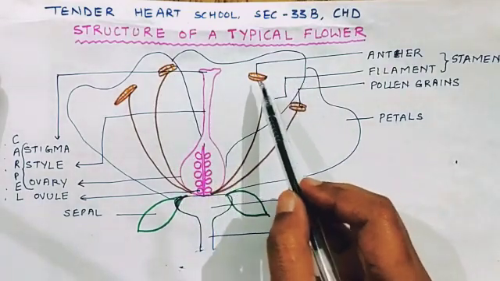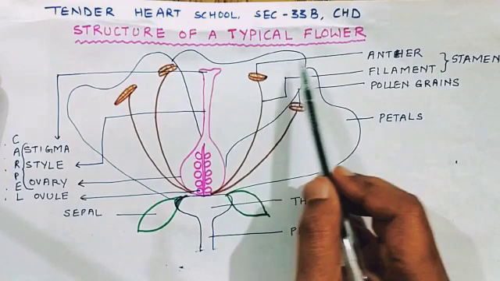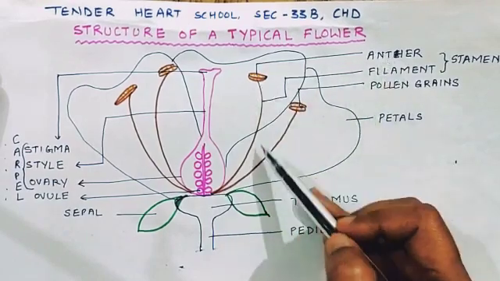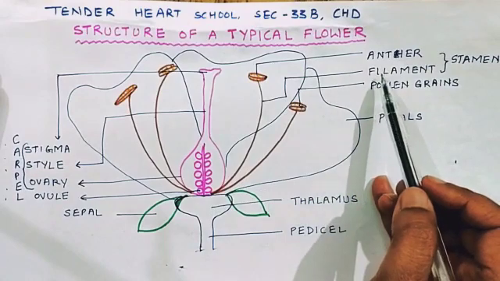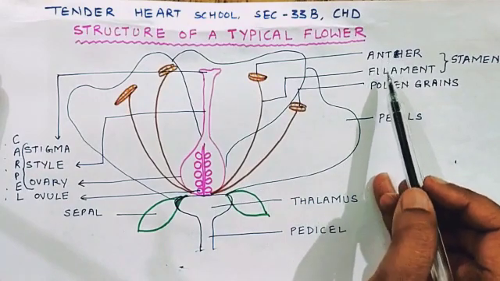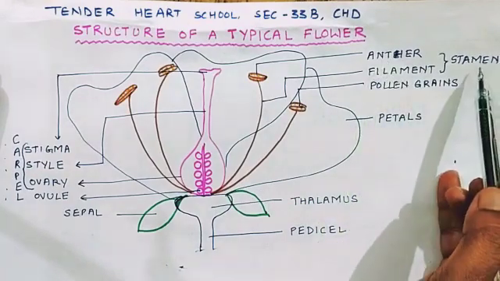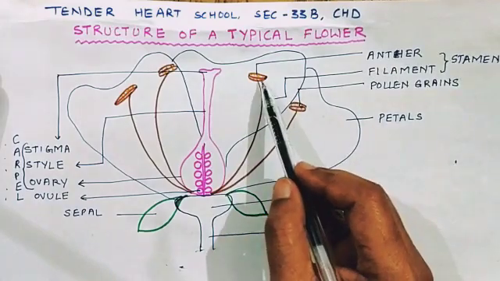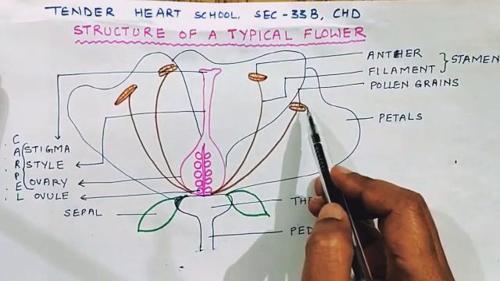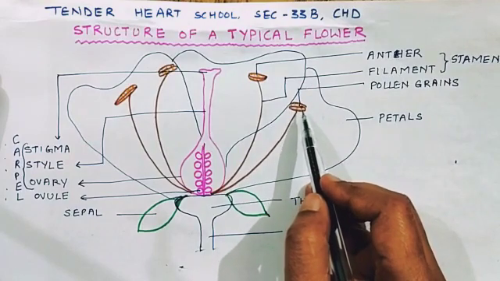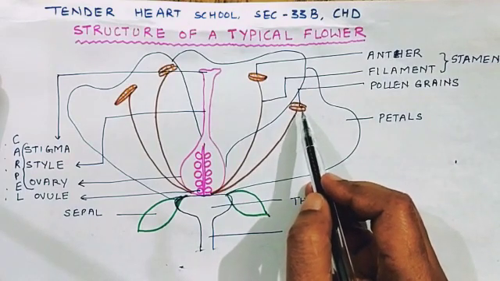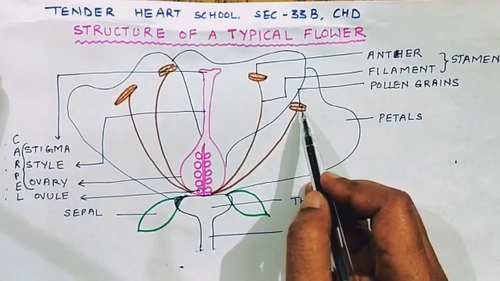In the stamen we have the upper part, which is called the anther, and the lower part is called the filament. Anther and filament together form the stamen. Inside the anther, we have the yellow powdery substance, which is called the pollen grain. Pollen grains are the male reproductive cells which are present inside the male reproductive organ, that is the stamen.